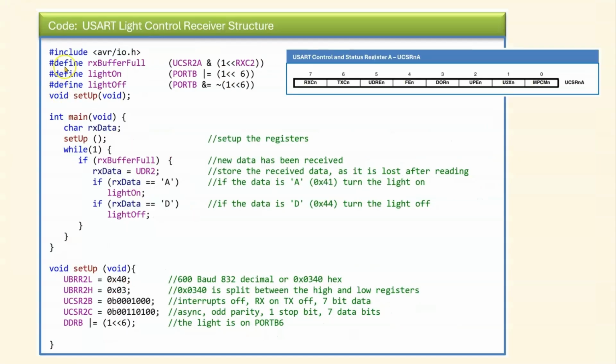So firstly, looking at this define statement here, we are looking at the USART control and status register A, and we are looking at the receive buffer. So we are using RXC2. Now this has been defined in Microchip Studio as 7. If you wanted to, you could replace that with 7 rather than using this statement here. But this is simply looking at the receive buffer full flag.